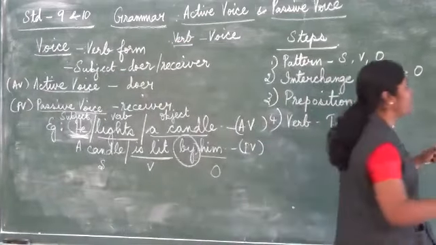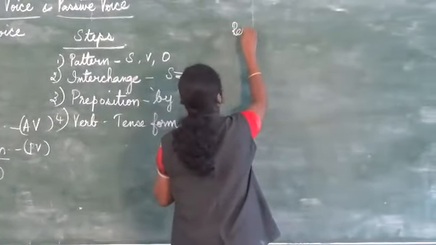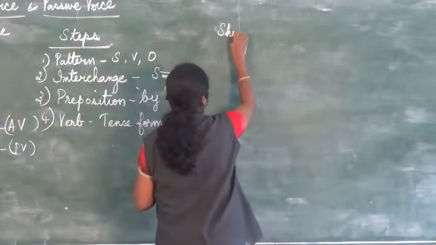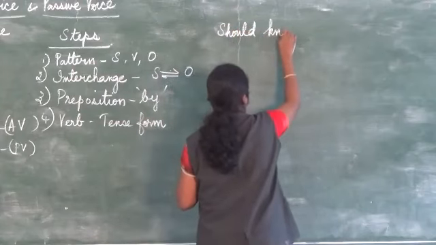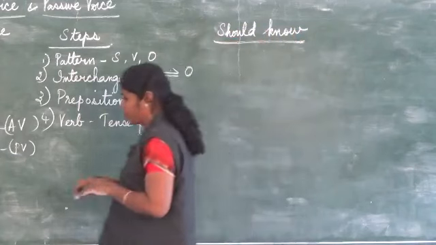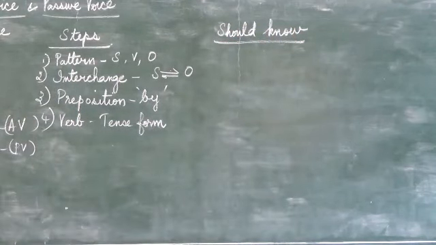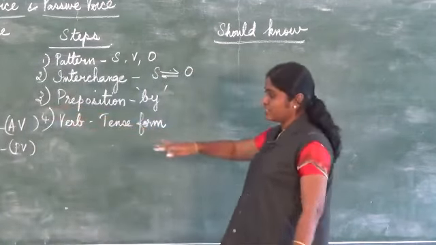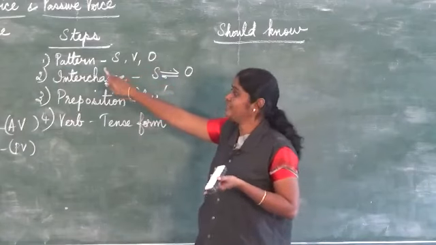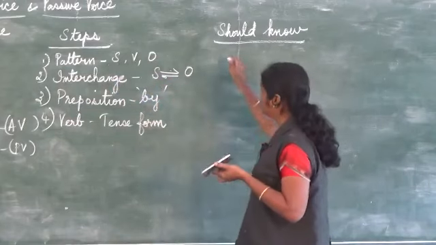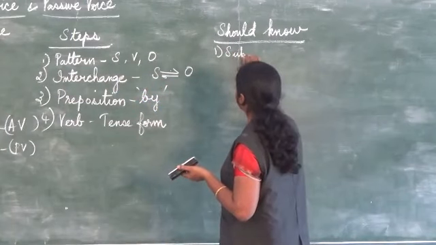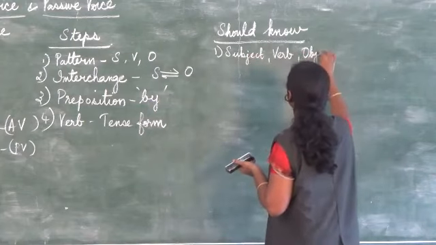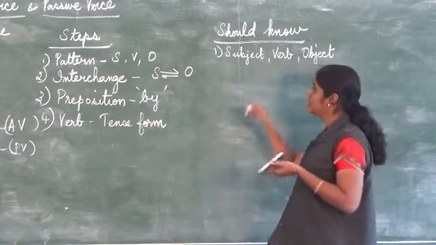Now there are certain things you have to remember, or not remember, we can also say it as you should know. So what are the things you have to know when changing from active to passive voice? So first of all, what is the first step we did? We have to pattern into subject, verb and object. So you should know what is a subject, what is a verb and what is an object. Clear? So now what is a subject?